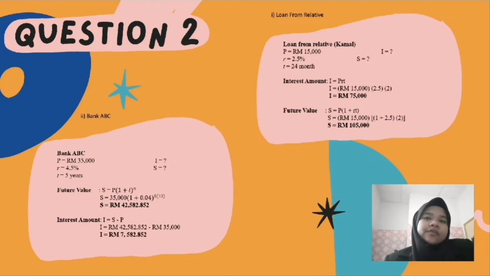The first, to find the interest amount, is I = PRT, while for the future value, S = P(1 + RT). That's the method that we use.